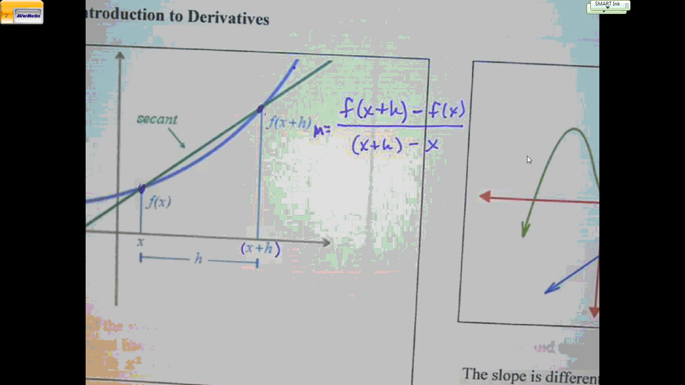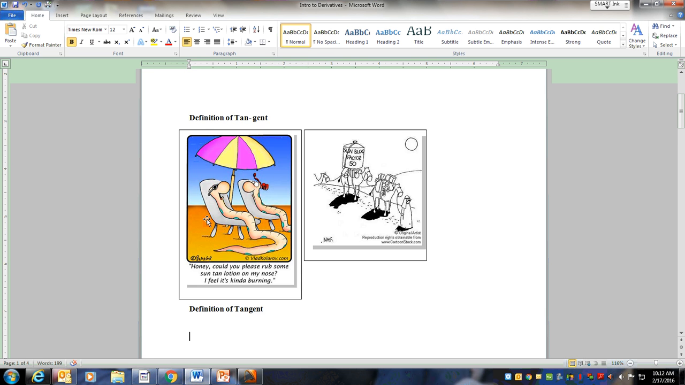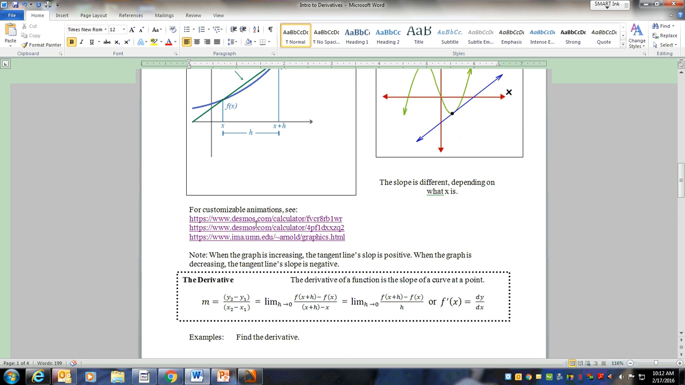Let me go to some other kind of pictures here. These animations, for some of you, it may be really helpful. For some of you, maybe not so much. Here we go.